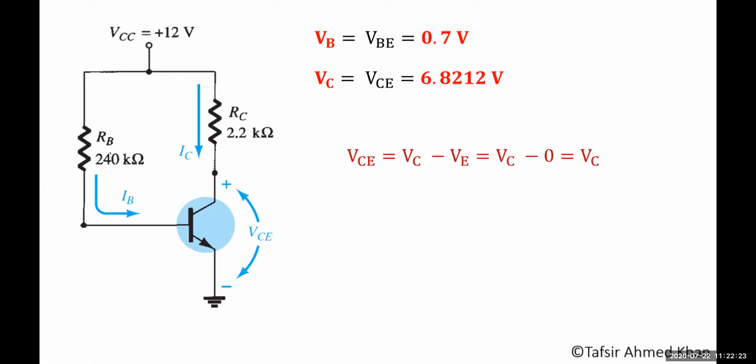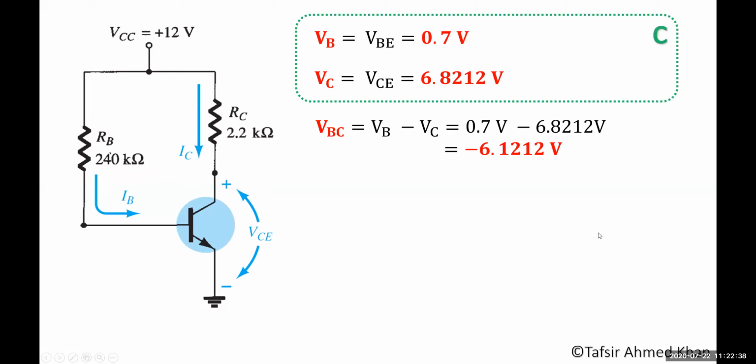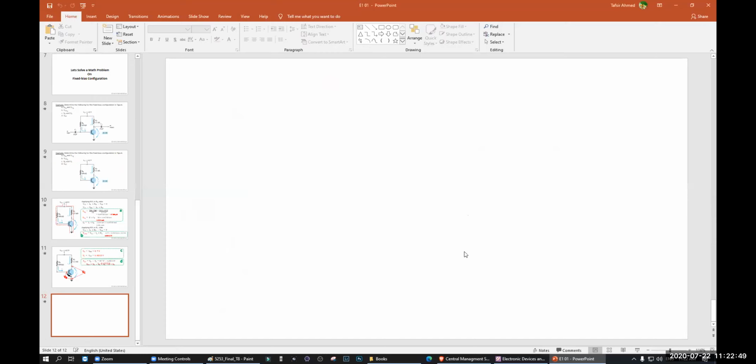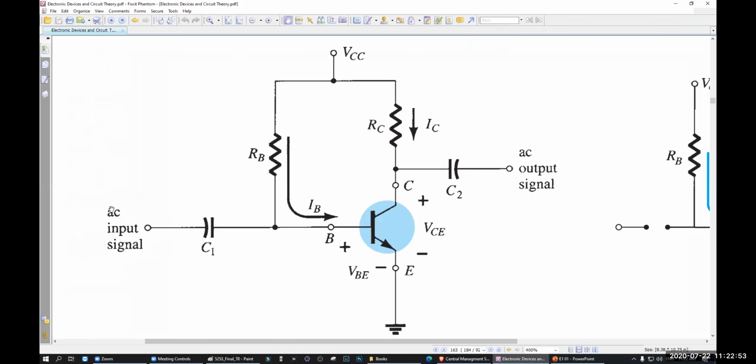Now the VBC. VBC is equal to VB minus VC. VB is 0.7. VC is 6.8212. So the value will be minus 6.1212 volt. So that is the part C. That is the part D. So that is your math. Have you understood, everyone? Yes, sir. Is it easy? Very easy, right? Yes, sir.